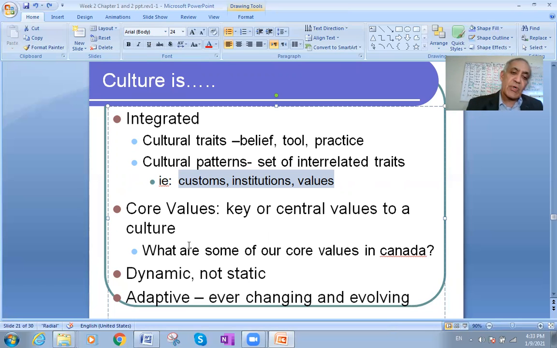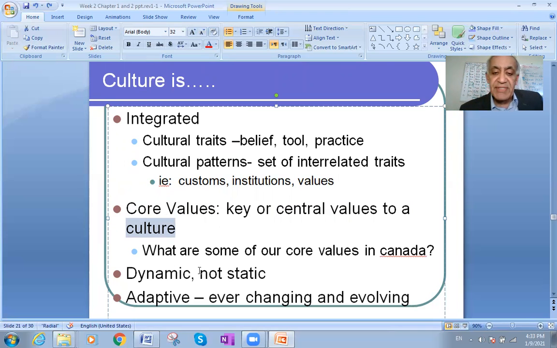Okay. Core values. What are the core values? As long as we are talking about culture, then we have to talk about core values. Keys or central values to a culture. They are the main points of a culture.